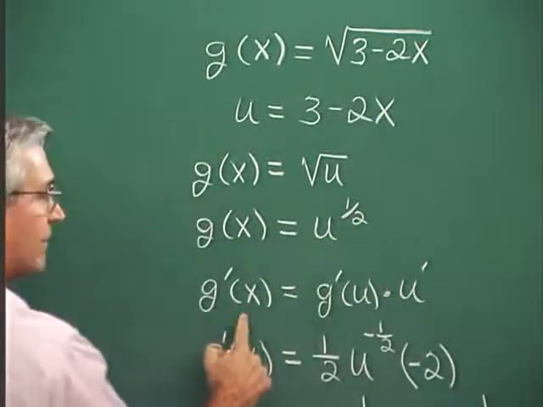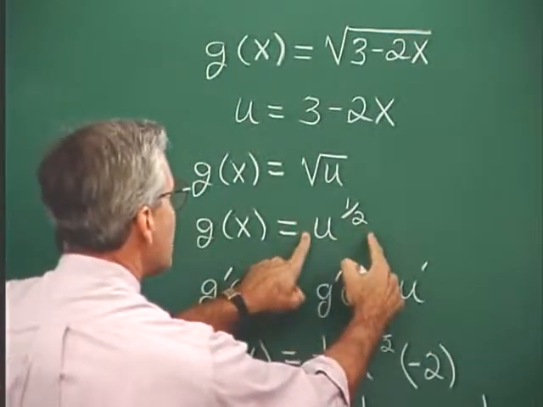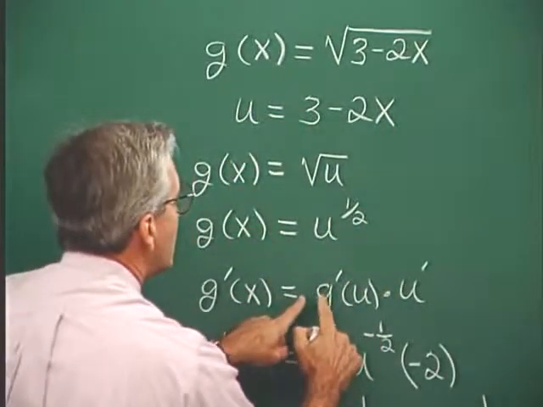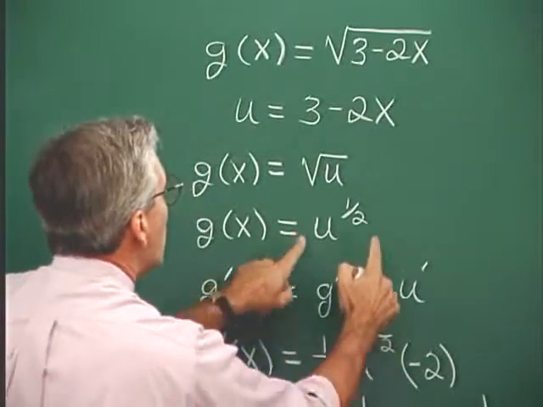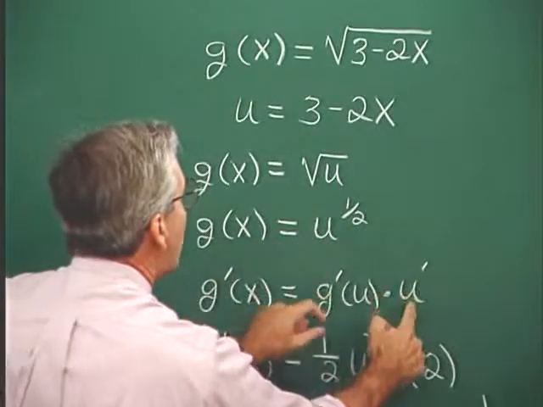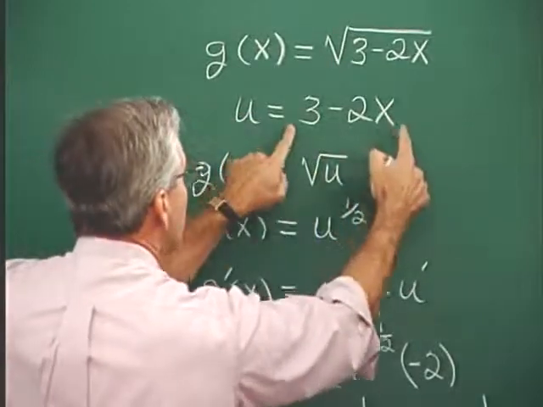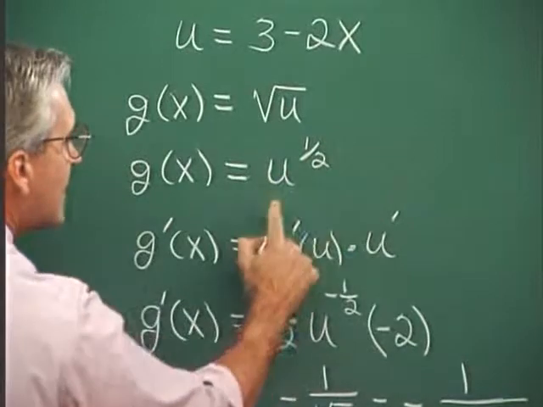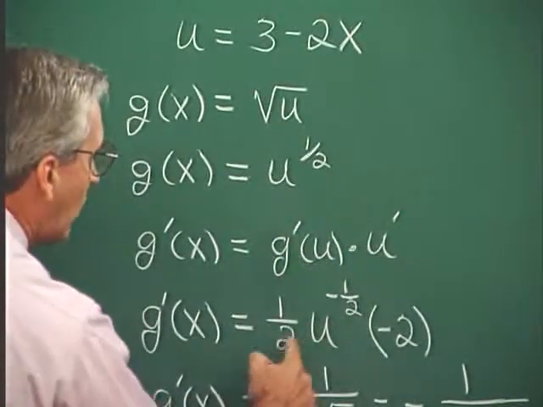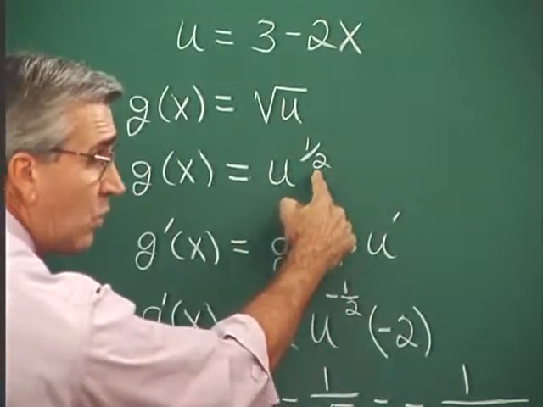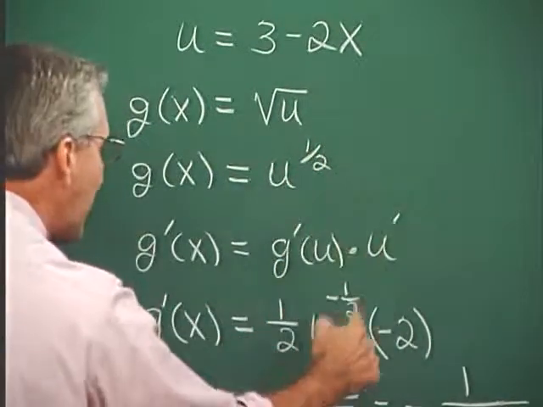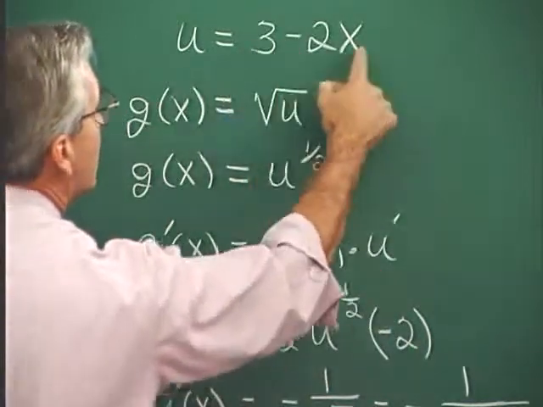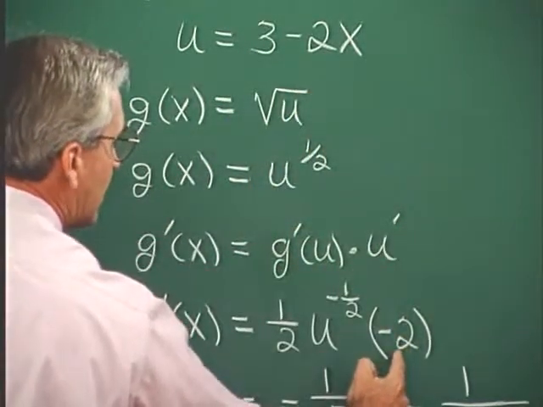Now, the derivative is the derivative of this times the derivative of that. You see, it is g prime of u, which is the derivative of that, and then u prime, which is the derivative of this. This is u, so u prime would be the derivative of that. So we have the derivative of this is 1/2 u to the negative 1/2. Now remember, subtracting 1 here, 1/2 minus 1 is negative 1/2. That's why this negative 1/2 is here. And then the u prime means the derivative of this is negative 2. That's where that comes from.